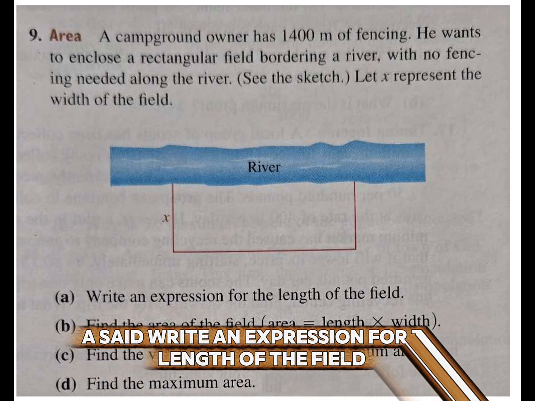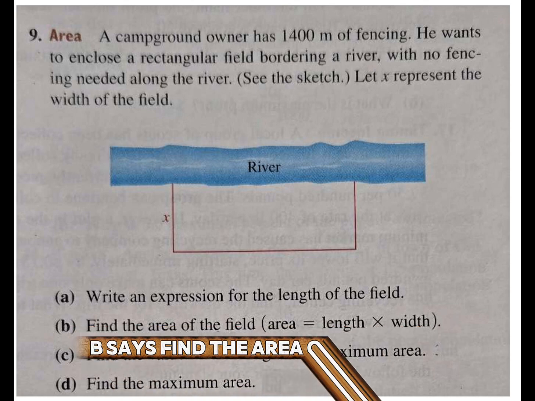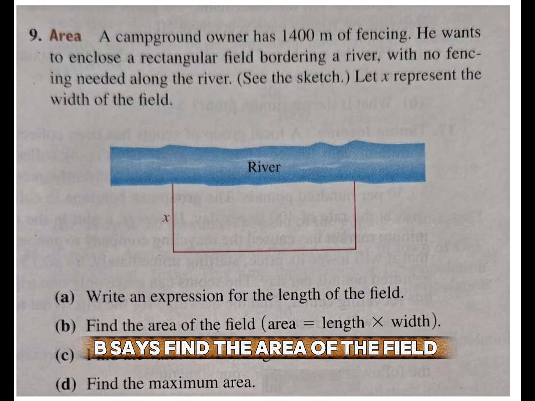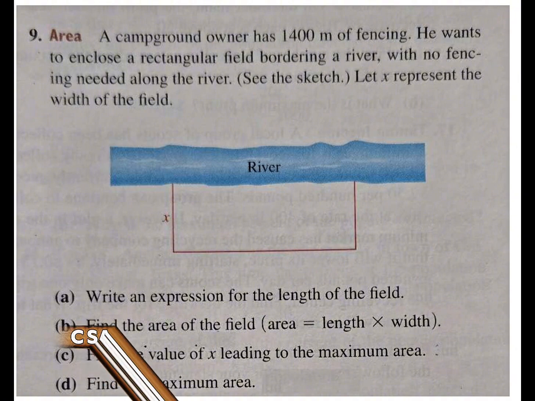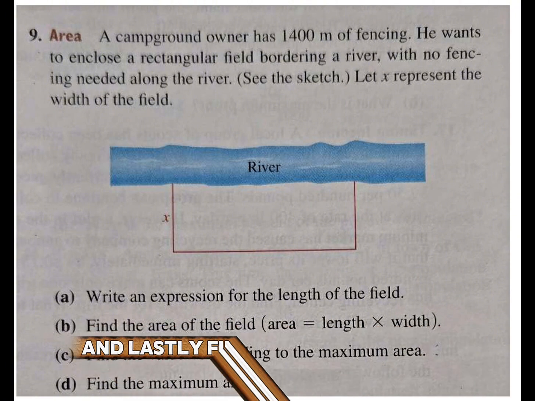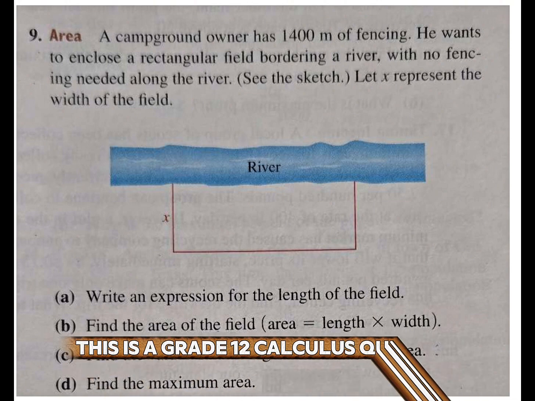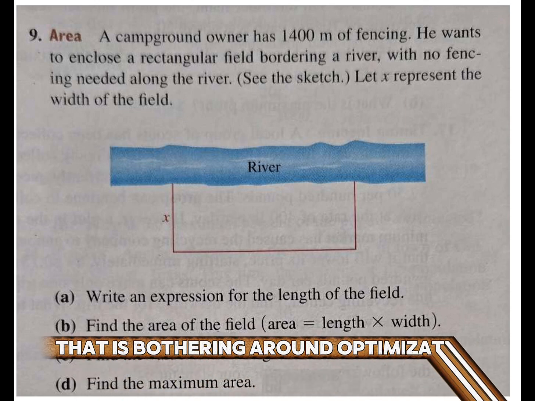Now, what are the questions that follow? A says, write an expression for the length of the field. B says, find the area of the field. C says, find the value of X leading to the maximum area. And lastly, find the maximum area. This is a grade 12 calculus question that is centered around optimization.